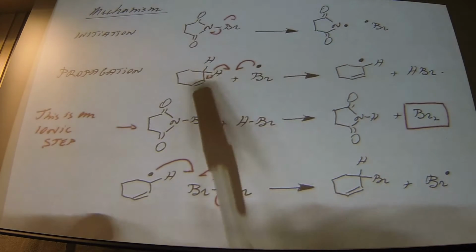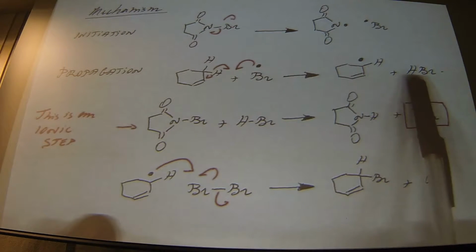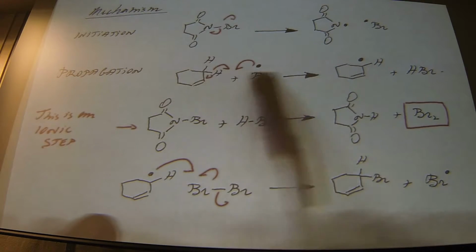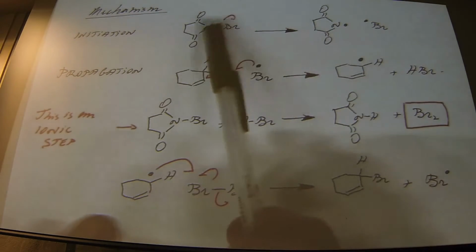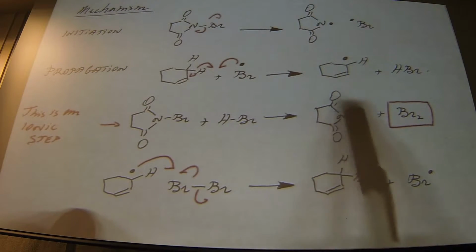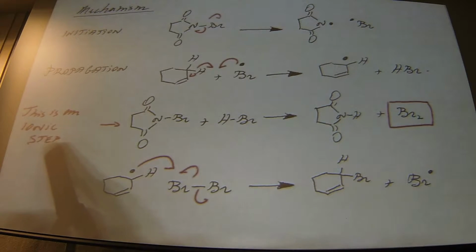Now, once you get this allylic radical, a strange thing happens. The non-radical product is HBr. Now, the HBr reacts with this stuff, and it gives you succinimide and bromine. This is not, by the way, a radical step. This is an ionic mechanism.